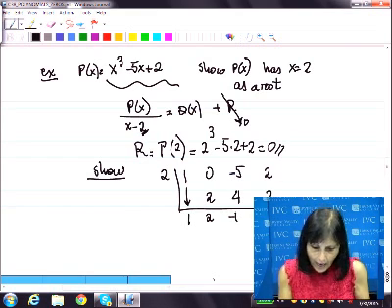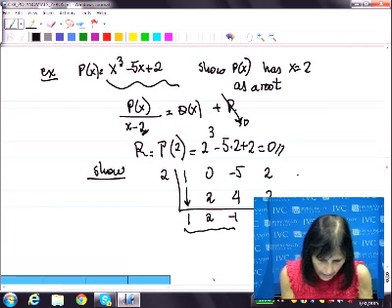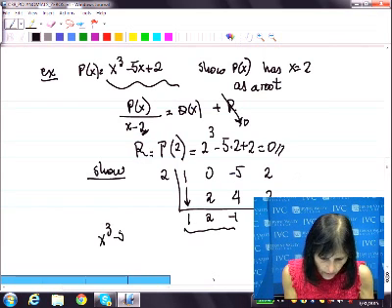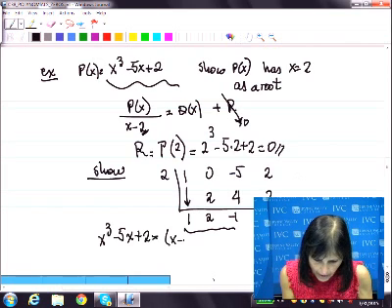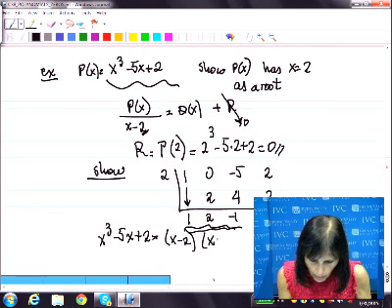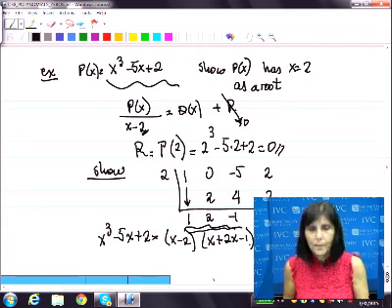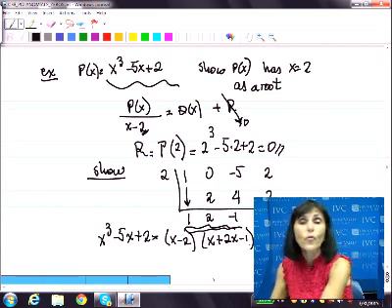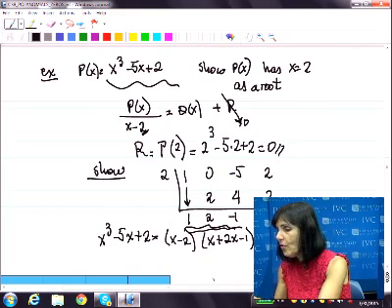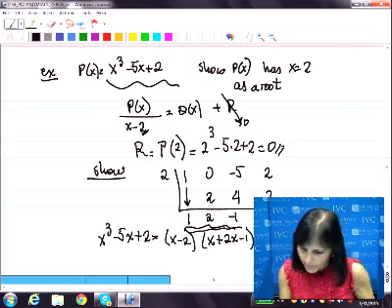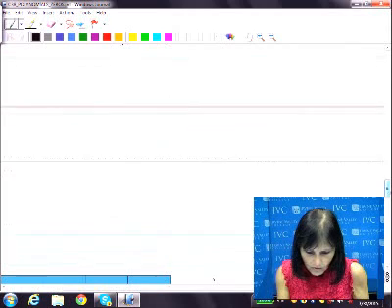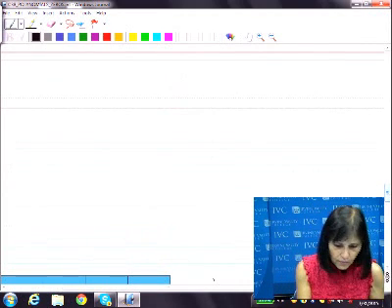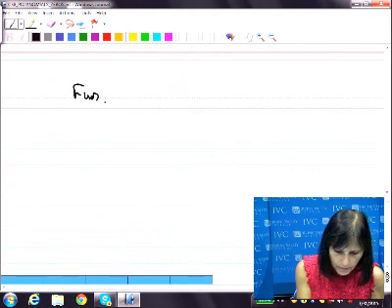Look what I got. I actually got that x cubed minus 5x plus 2 is simply x minus 2 times this thing: x squared plus 2x minus 1. Alright, so I did it both ways, using the factor theorem and remainder theorem. So let's go do something else now. The next thing is the fundamental theorem of algebra.